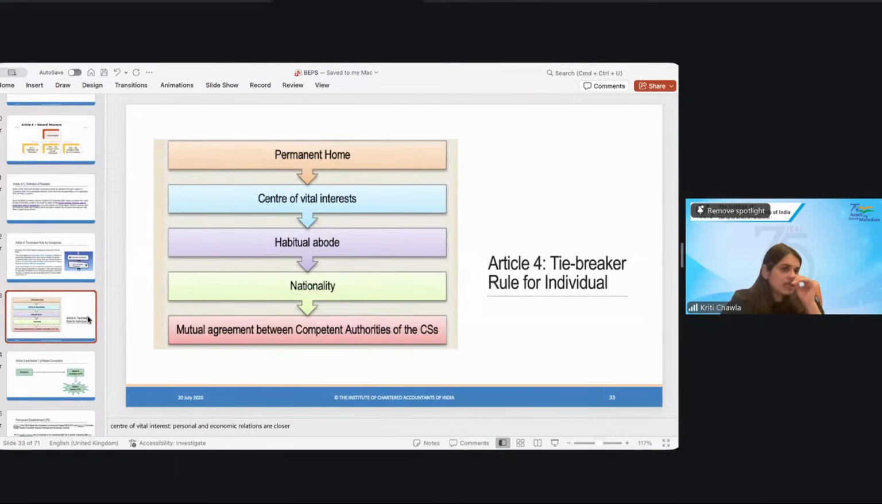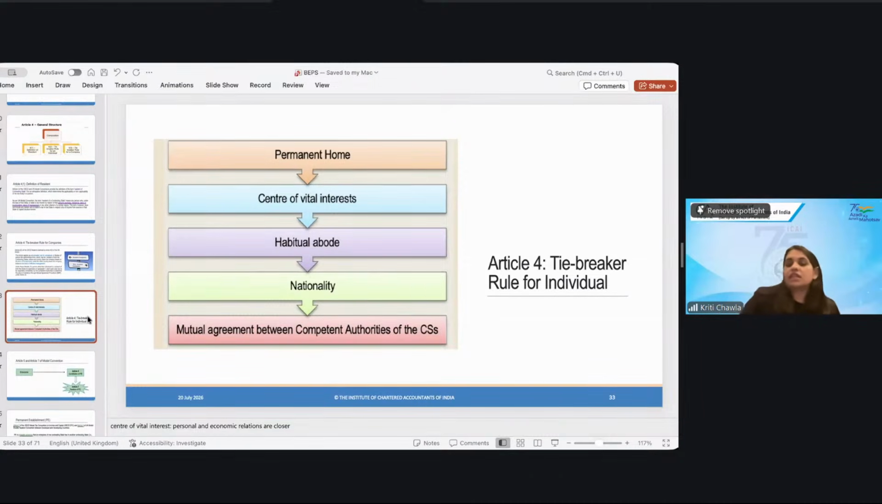If that's not the case, then where your habitual abode is. If that's not the case, then where you are a national. That will be the concluding tiebreaker rule. Wherever you have nationality, that is where you will be resident. If that also does not help, then the place of residence will be solved by mutual agreement between the competent authorities of the contracting states. So you'll have to look at something called MAP for that purpose.